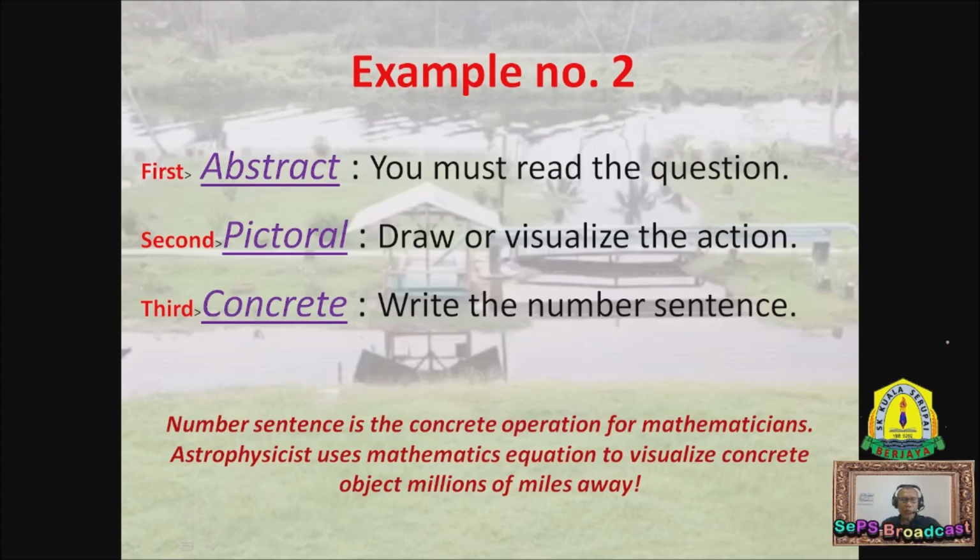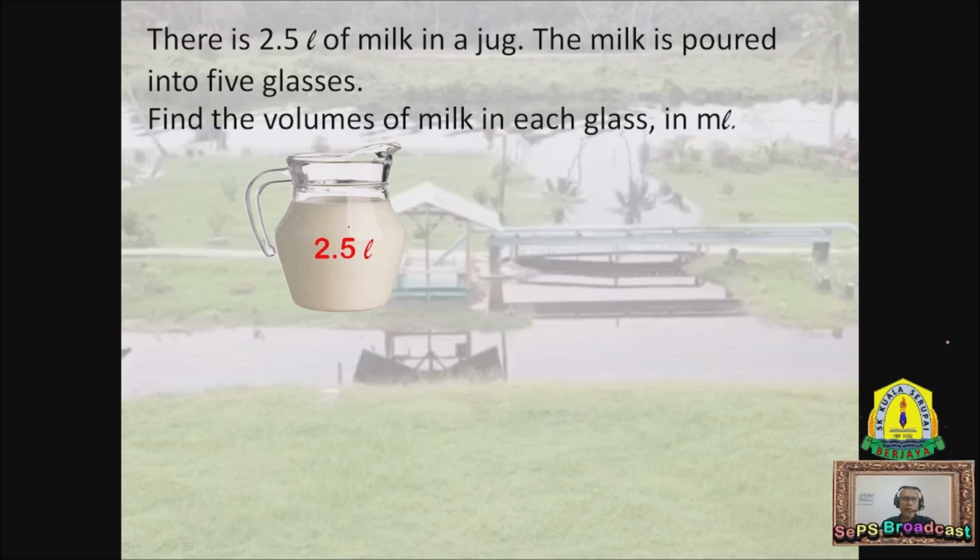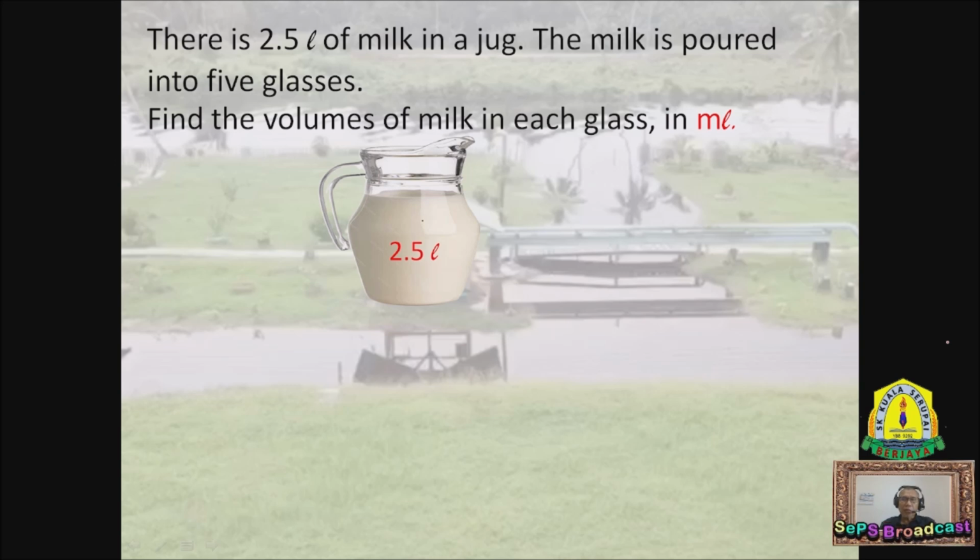Example number 2, always start with abstract, pictorial, and concrete. Okay, so let's look at the question. There is 2.5 liters of milk in a jug. The milk is poured into 5 glasses. Find the volume of milk in each glass in milliliters. So that is the abstract form. We have read that one.